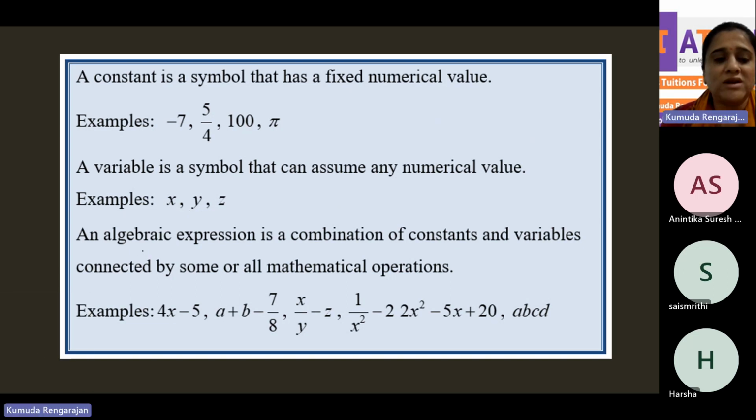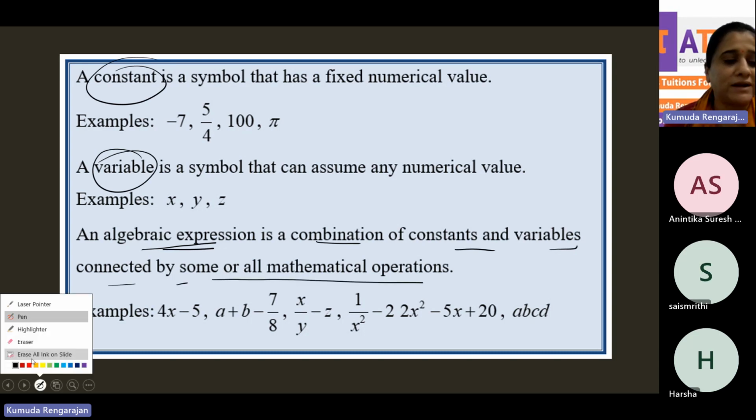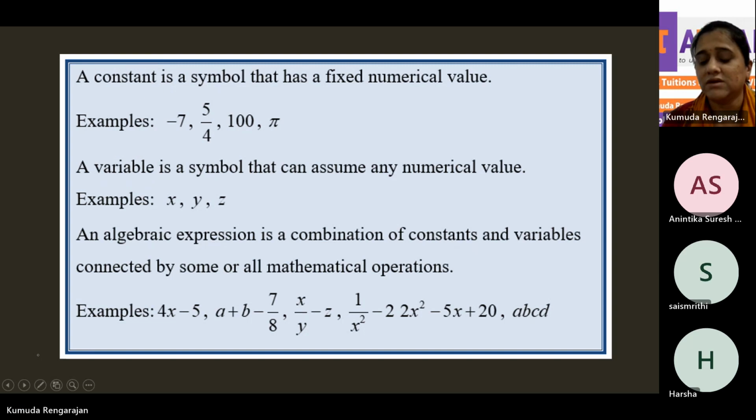Now coming to what is an algebraic expression, which is part of the name of the chapter, Algebraic Expressions and Identities. What algebraic identities are, we'll see in the second part of the chapter. For now, what is an algebraic expression? An algebraic expression is a combination of constants and variables connected by some or all mathematical operations.